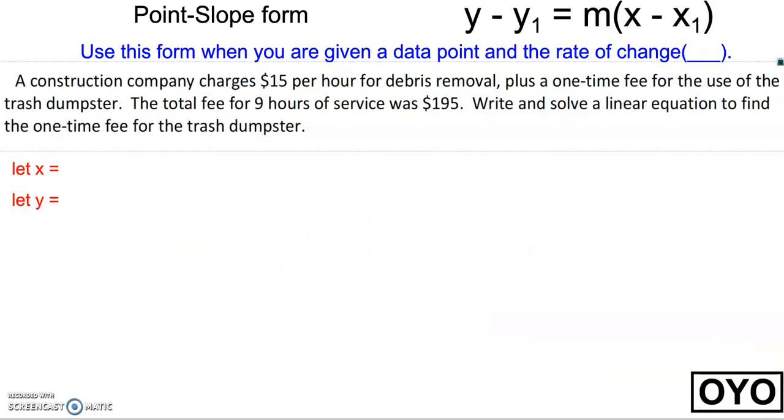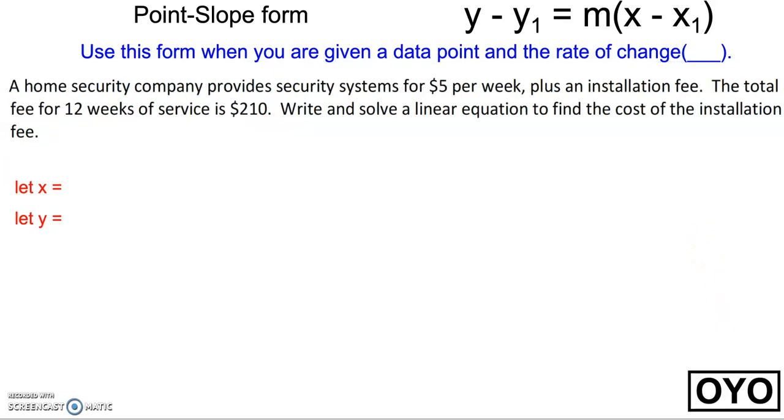These next 2 problems are on your own. You need to identify your x and y values as well as the slope and point. This is also an on your own problem. Once again, identify your x and y values and the slope and point from the given situation.